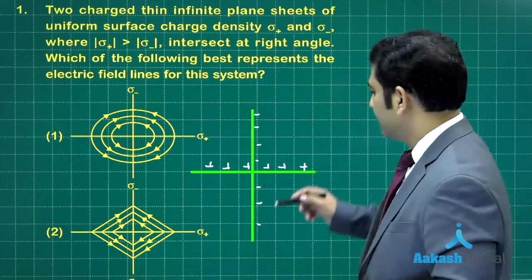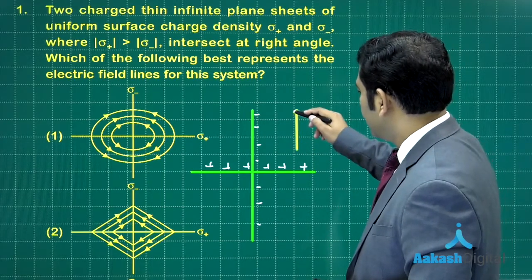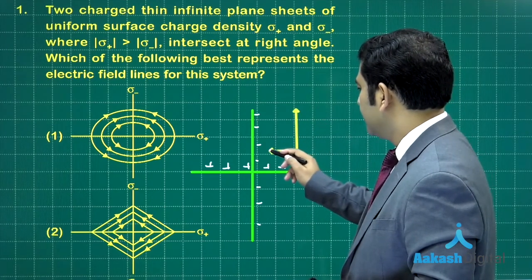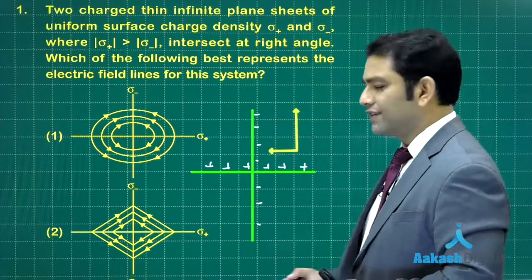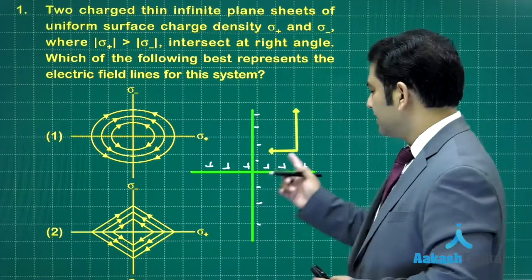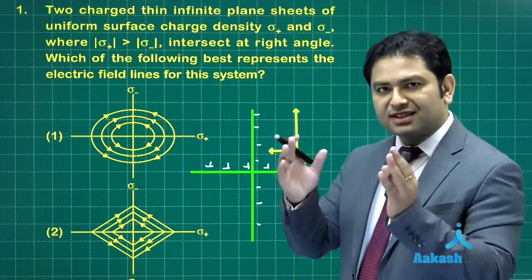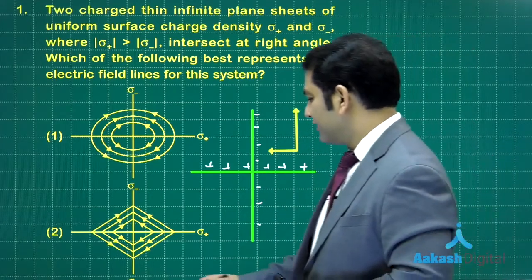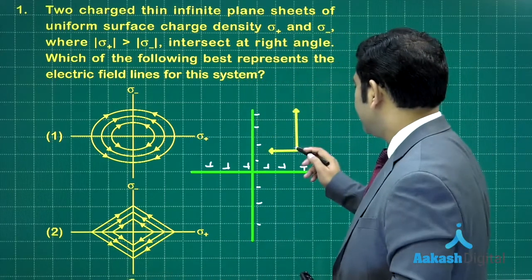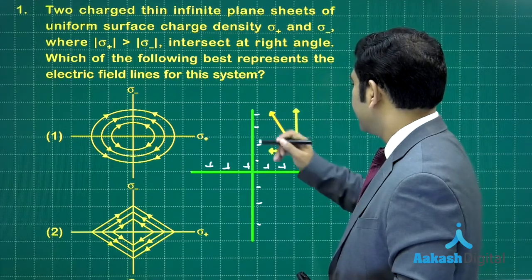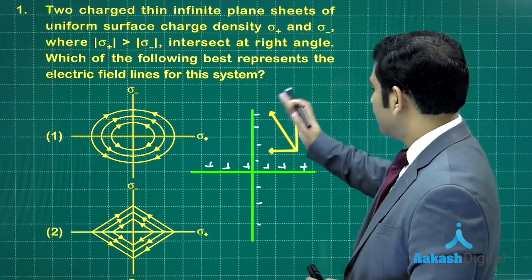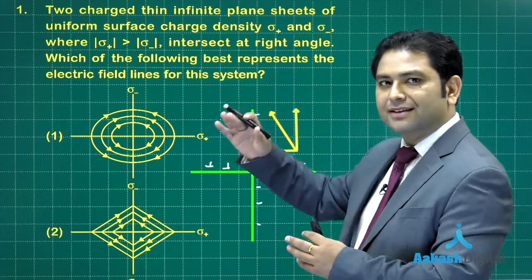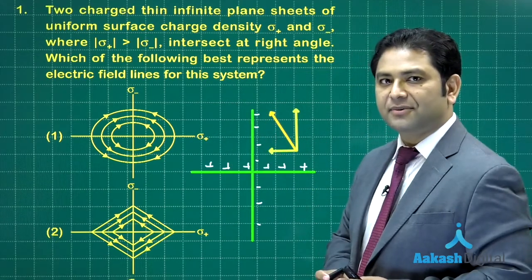Due to the positive, the field lines would be away in this way, and due to negative, the field line would be towards. Because the magnitude of this surface charge density is lesser, so this particular vector would be smaller relatively as compared to this. That means the resultant field lines right here is going to be in this way, and the inclination would be somewhat towards y-axis. It would not be at 45 degree, but inclined and tilted towards the y-axis.